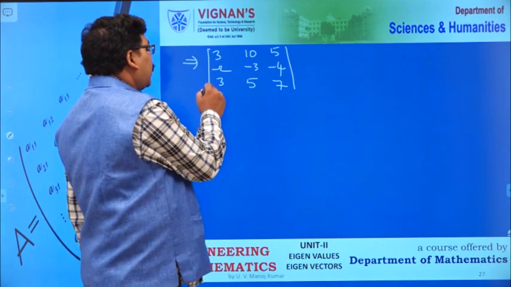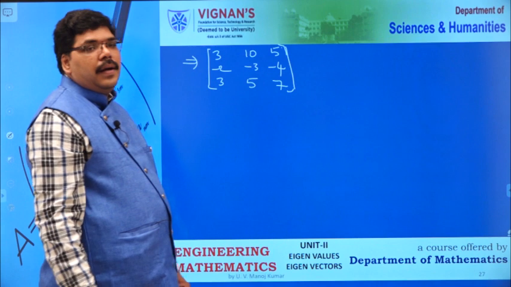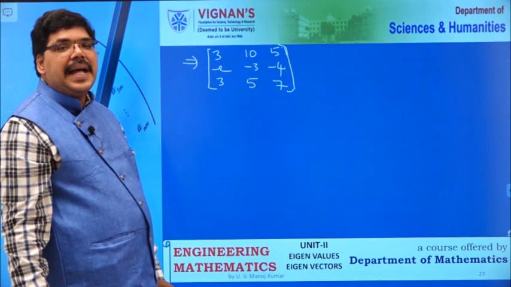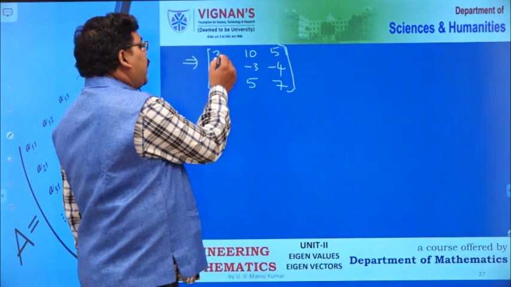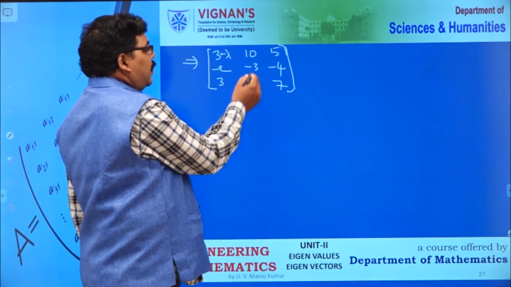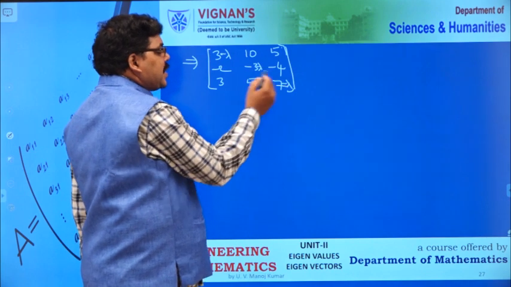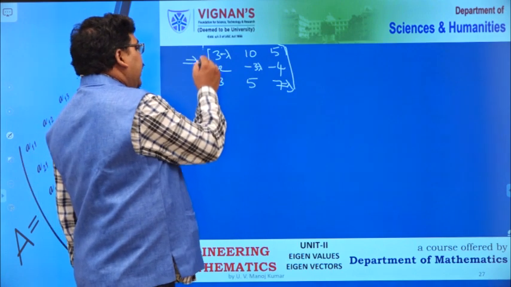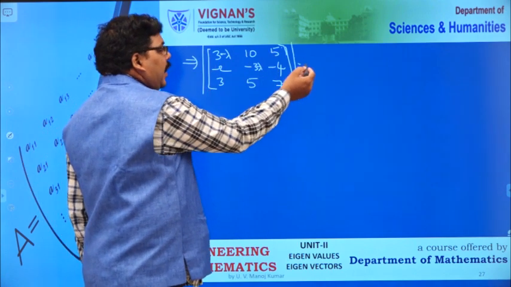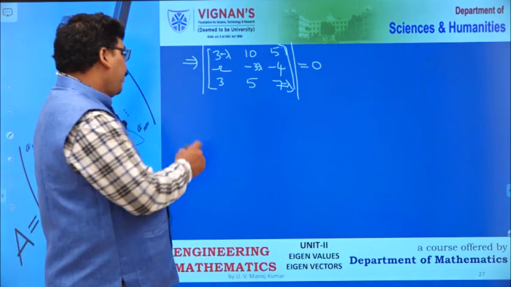In this, from the principal diagonal elements, subtract lambda. So 3 minus lambda, minus 3 minus lambda, 7 minus lambda. This is A minus lambda I. Its determinant equals 0. That is what we have to solve.